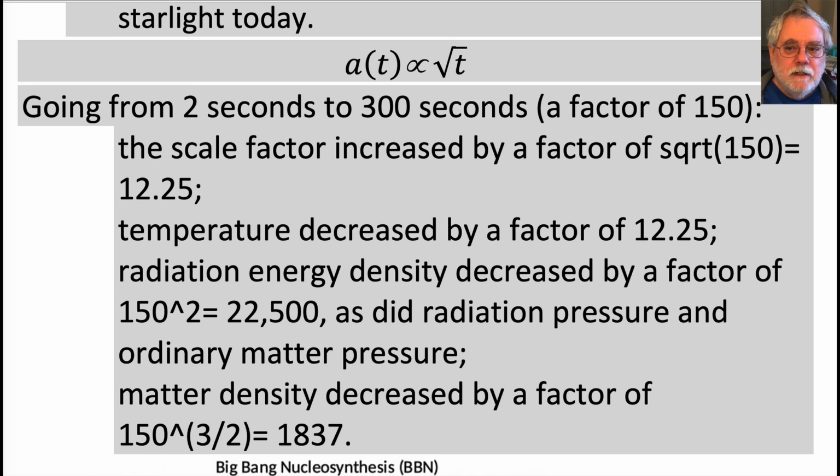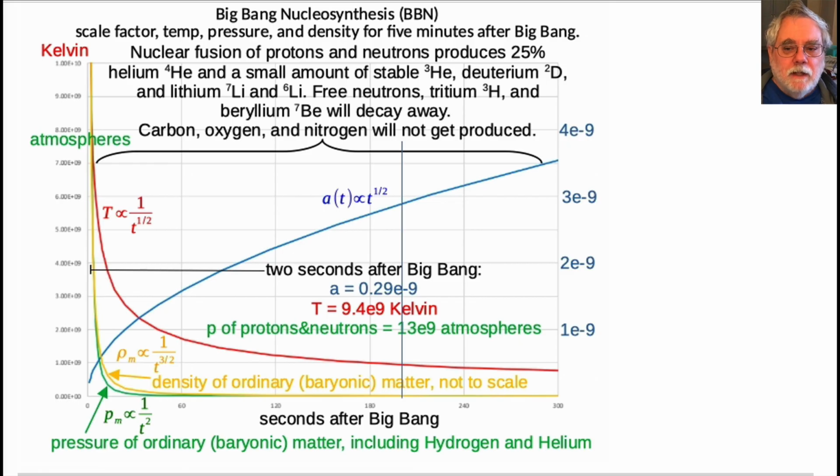Radiation energy density decreased by a factor of 150 squared equal 22,500, as did radiation pressure and ordinary matter pressure. Matter density decreased by a factor of 150 to the 3/2 power equal 1837. In this graph, the horizontal axis is time from 0 to 300 seconds after the Big Bang.